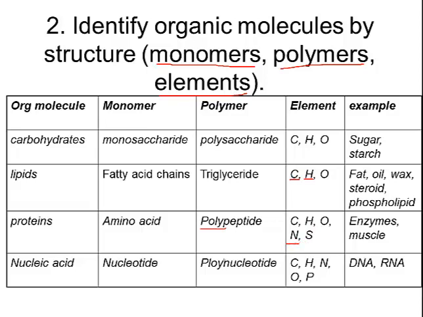And then you have your nucleic acids. The monomer of a nucleic acid is a nucleotide. Put a lot of those together, you get a polynucleotide. Here you have carbon, hydrogen, nitrogen, oxygen, and phosphorus, and DNA and RNA are your major examples.